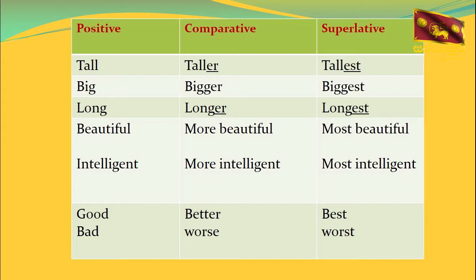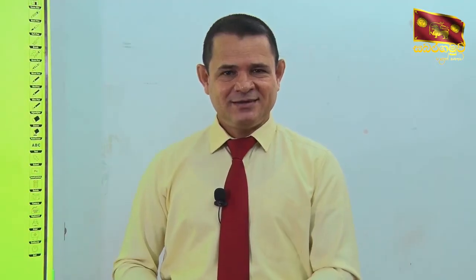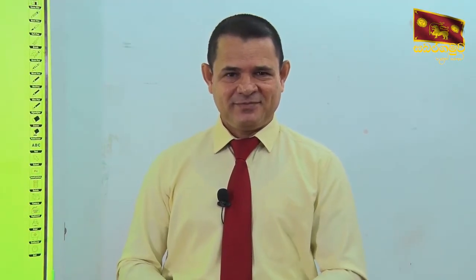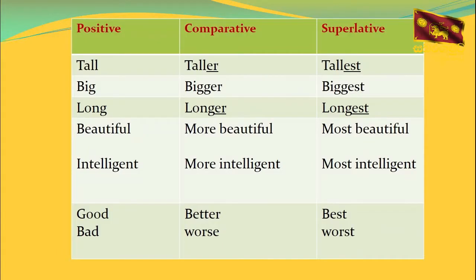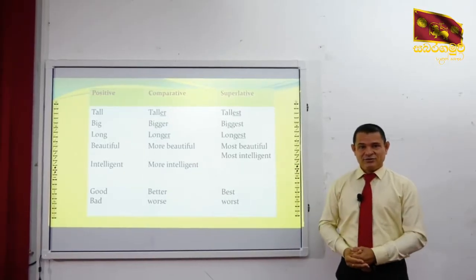Good, better, best. Bad, worse, worst. Right, anyway, when you read all these examples, did you notice something different? Now you see the first one, the comparative form is made by just adding er. Then we can form the comparative form by adding er, and the superlative by adding est, to the base form or the positive form.